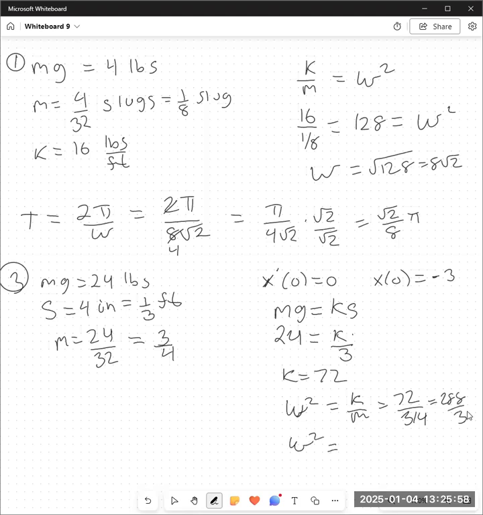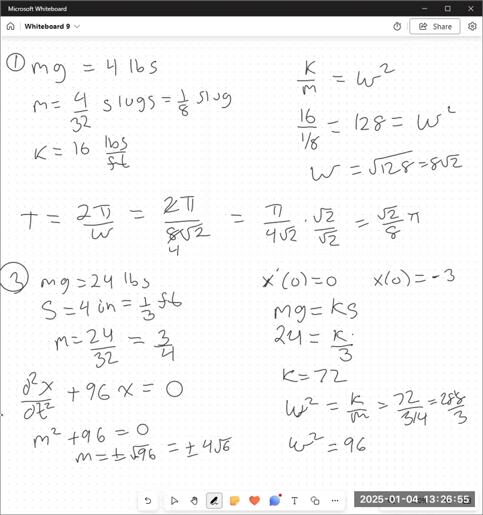Omega squared should be 96. Yep. So my equation now looks like this: d2x/dt2 plus omega squared, which is 96, x equals 0. Now this m that I'm about to use is like our substitution that we did before. It's not mass, it's just our m substitution. So m is plus or minus 4√6 i.